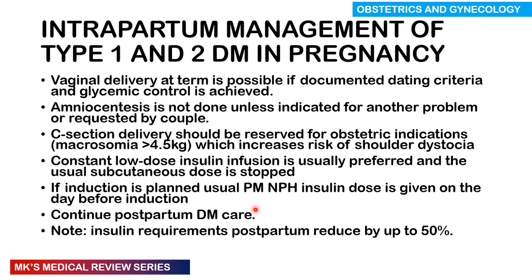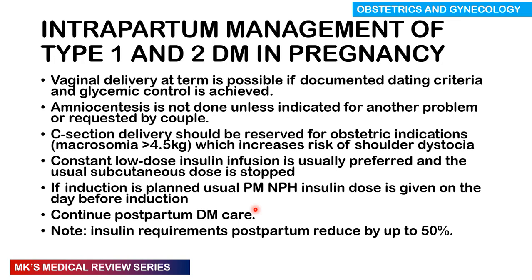Then in the intrapartum management, remember vaginal delivery at term, if possible. If you have documented the dating criteria and it's matching and the sugars are well controlled, amniocentesis is not done unless there is an indication or if the couple requests for it. Then C-section should be done for obstetric indications like macrosomia, because there's a risk of shoulder dystocia.